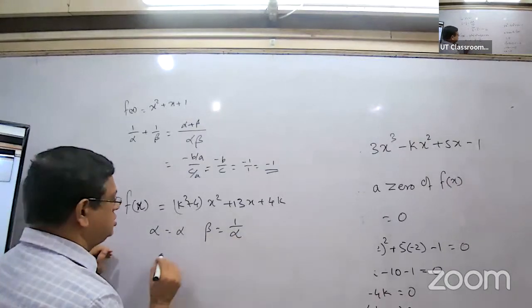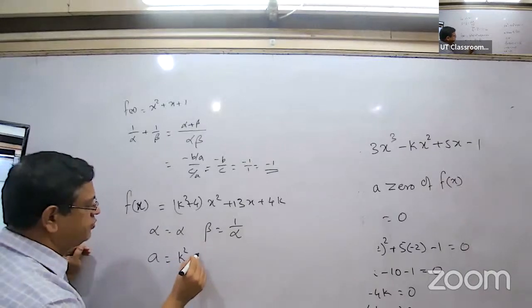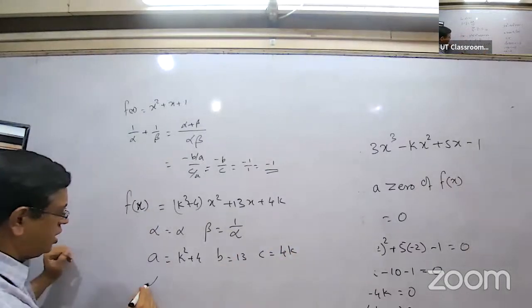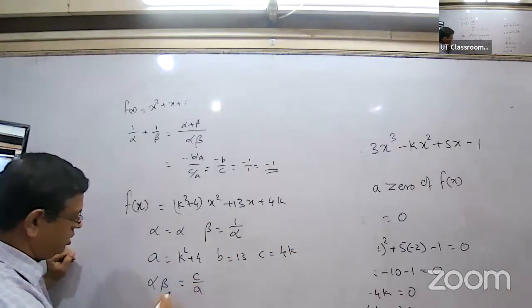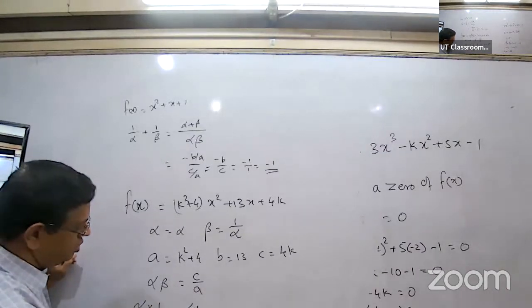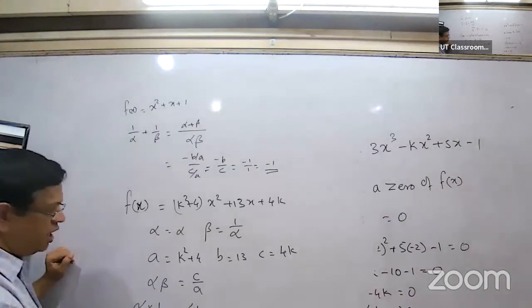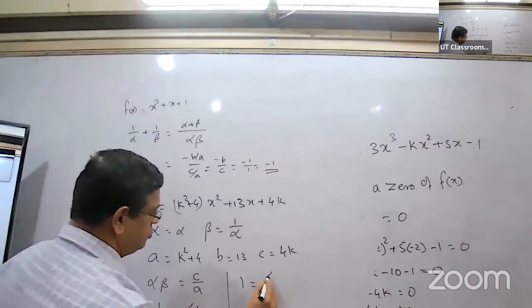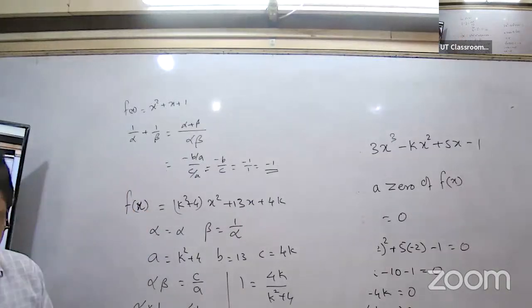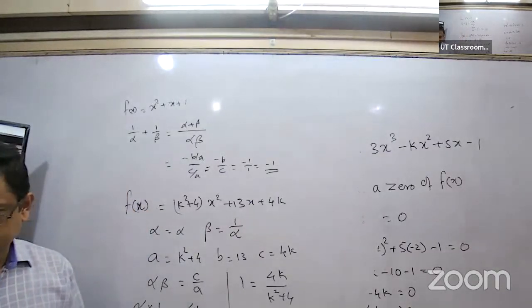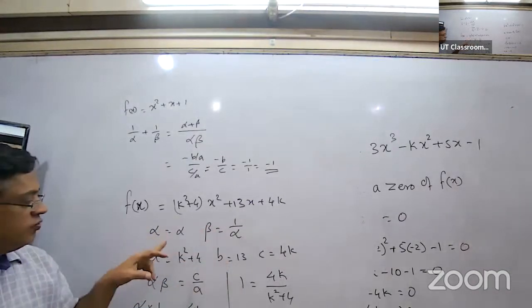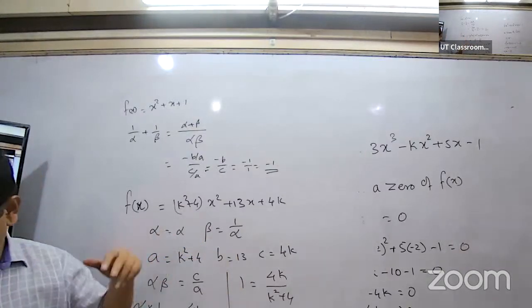We have the value of A, B, C. What is the value of A? k square plus 4. B is 13. C is equal to how much? 4k. We take alpha beta equal to c by a. Alpha into beta is alpha into 1 upon alpha. C is 4k upon k square plus 4. This is cancelled. Therefore, you will get 1 is equal to 4k upon k square plus 4. Are you followed, all of you? How many of you got this form? None. See, one is the reciprocal, so we took beta as 1 by alpha. Are you followed or not? If this is A, this is 1 by A, like that.